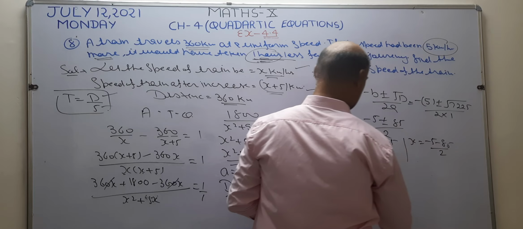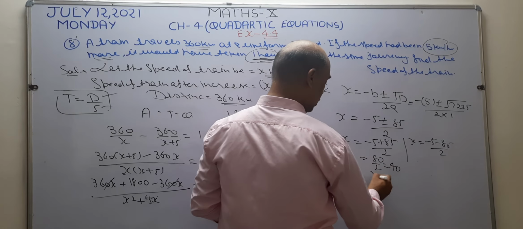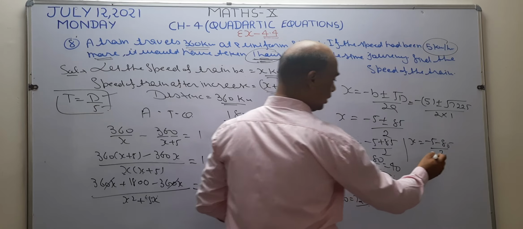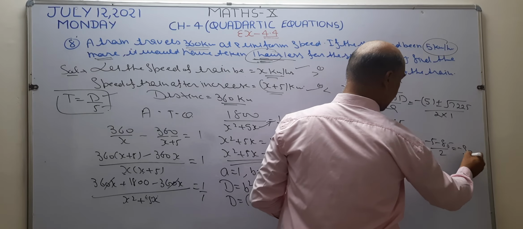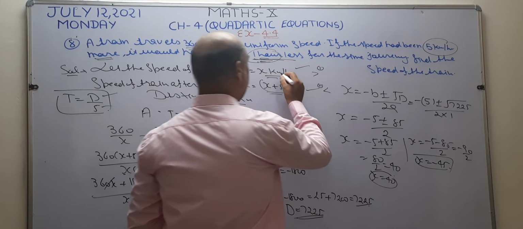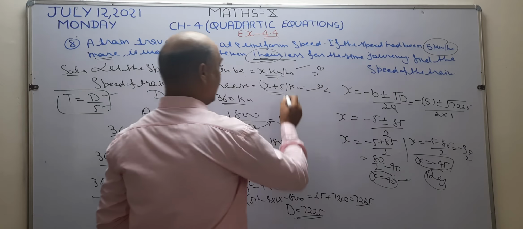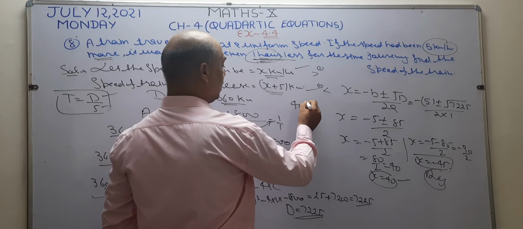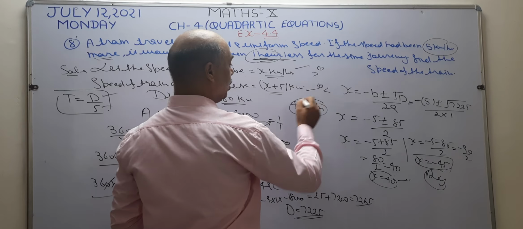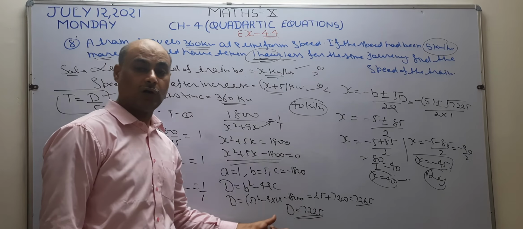Okay, now see, 85 minus 5 becomes 80, 80 by 2 becomes 40, so x becomes 40. See here, minus minus plus, minus 90 by 2 becomes minus 45. As you know, speed cannot be negative, so this is going to be rejected. So the final answer is x equal to 40. So the speed of the train is going to be 40 km per hour. This is the final answer of this question. I hope this one is clear to all.